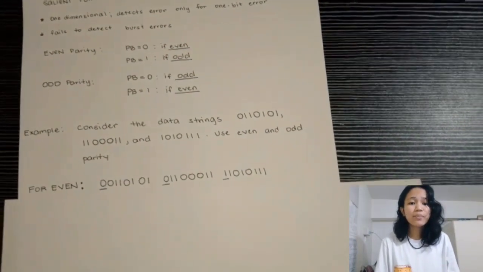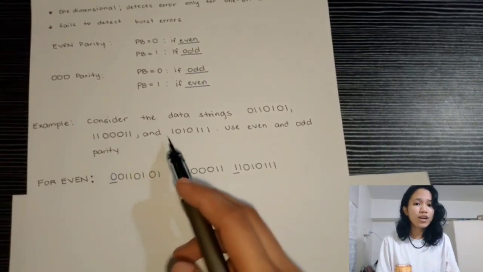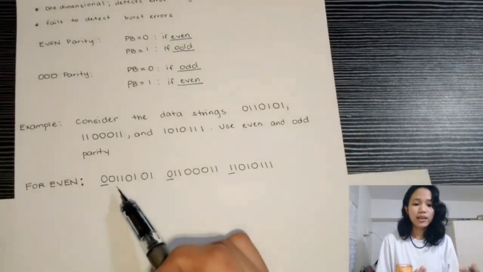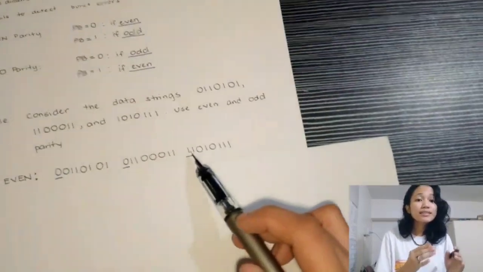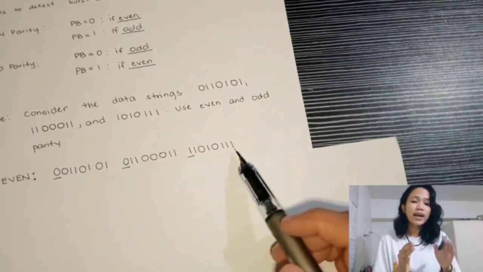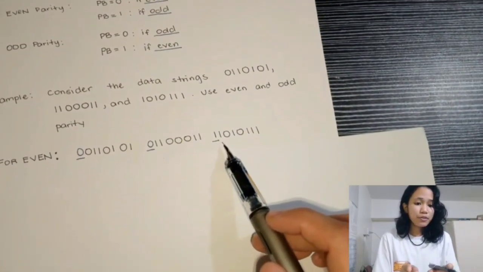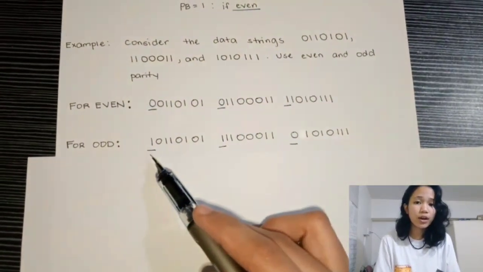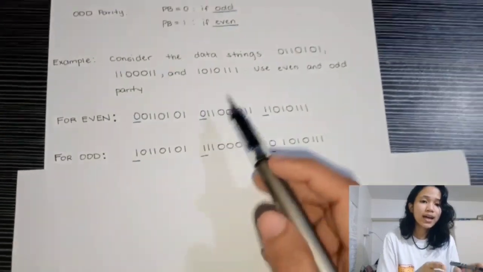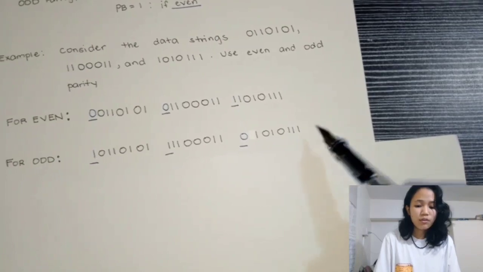So for the even parity, we will put 0 alongside the MSB if the number of ones in a data string is even, and 1 if it's odd. Conversely, on odd parity, we will put 0 if the number of ones is odd, and 1 if it's even. In this set of data, the first and second data strings are even. That's why for the even parity, we will put 0, and for the odd parity, we will put 1. And the third data string has an odd number of ones. So for the even, we will put 1, and for the odd, we will put 0.